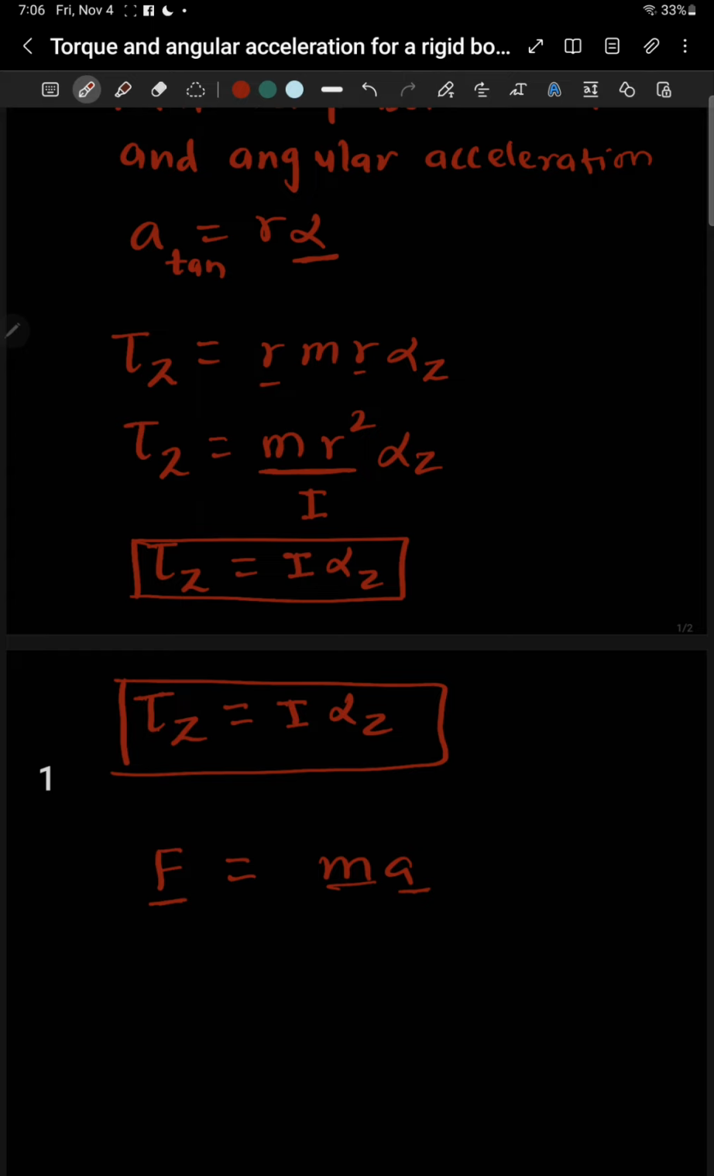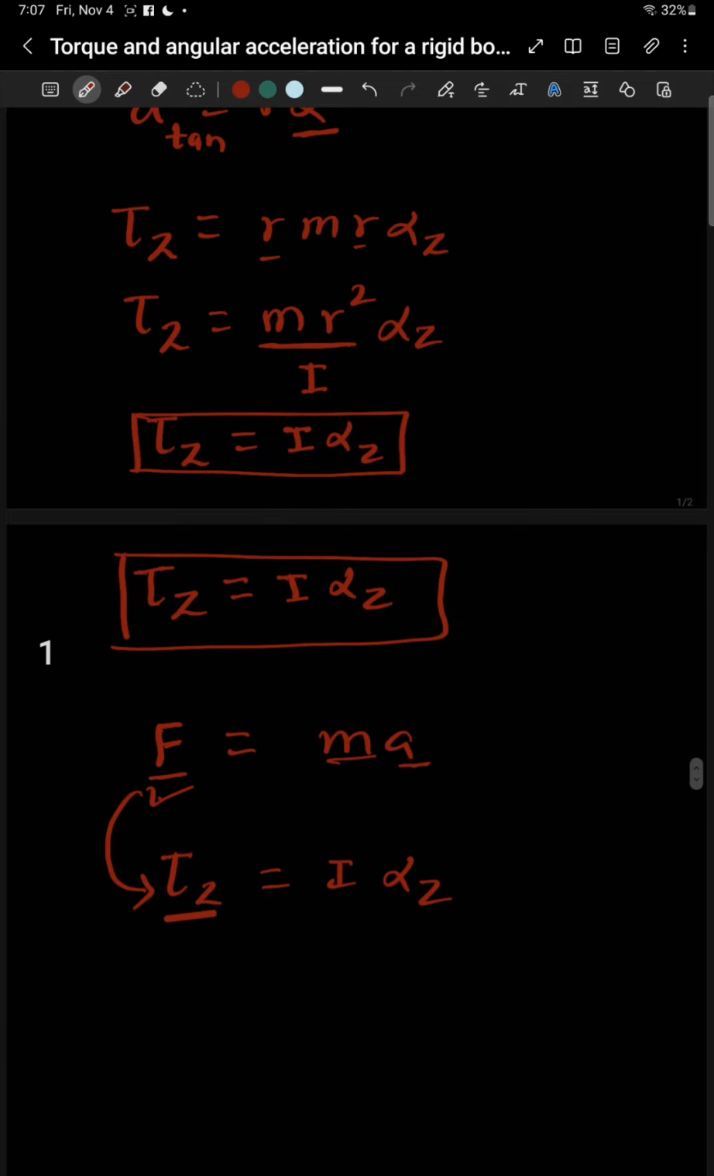So this equation here, tau z equal to I alpha z, is very analogous. Look at here, what is this F? This is the force applied that causes the linear motion, and this is the tau. This is a kind of force that we call torque. It causes rotational motion. So the force in linear motion is equivalent to torque in angular motion. This is the left hand side of this equation.